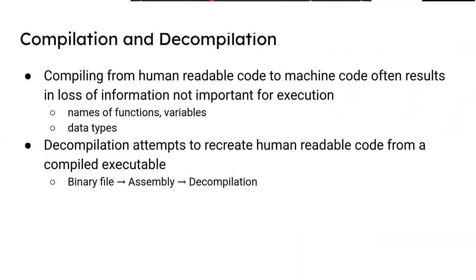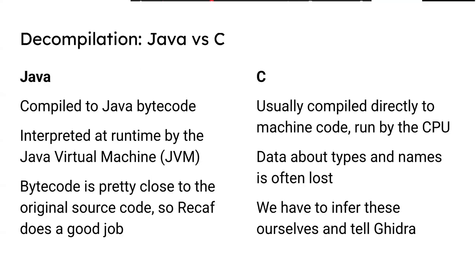Compilation is turning human readable code into machine code, and it often results in loss of information not important to execution, such as names of functions and variables and data types. We have to give these names and data types back to Ghidra to make it somewhat readable for us. Decompilation attempts to create human readable code from the compiled executable. So it goes from a binary file, an executable file, to assembly, and uses assembly to decompile it into readable code.